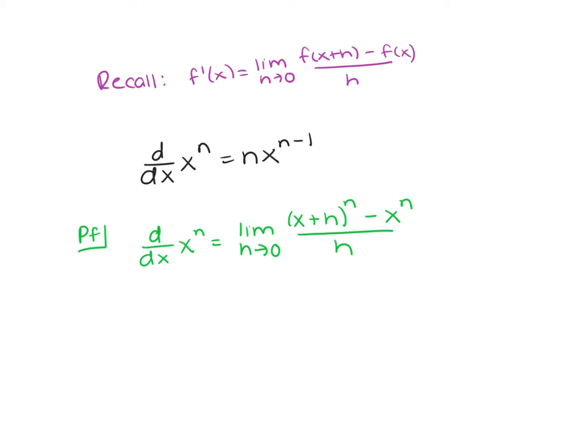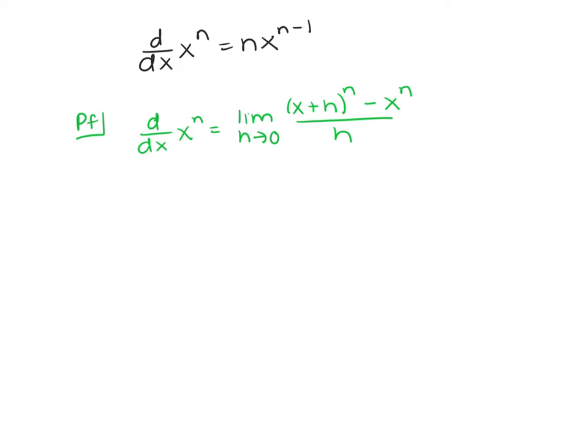Okay. So we need to expand this out. We actually don't need a lot of terms. Think about what we need to happen. We know already that the first term of this is x to the n, and we know that's going to cancel with that, right? All of the other terms should have an h in it. All of them except one will actually disappear. So we don't need a ton of terms here. So let's just write down a couple of terms.